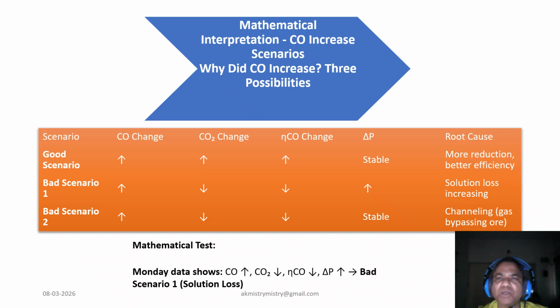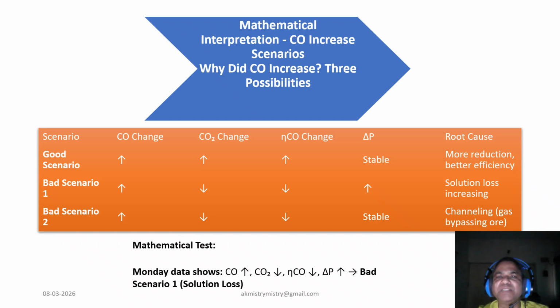Bad scenario 1, solution loss is increasing. This is what we saw in our data. CO is up but CO2 is down. Eta CO drops and delta P increases because the coke is weakening. Bad scenario 2, that is channeling. This is where the gas finds a path of least resistance through the burden, bypassing the ore. Here CO would go up or CO2 would go down and eta CO would drop, but you would likely see a drop in delta P as the gas finds an easy way out.